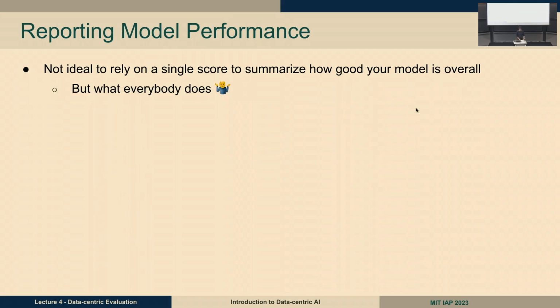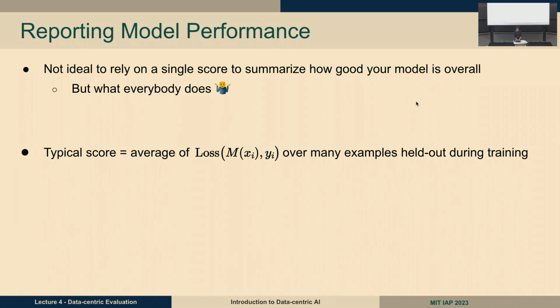And so when we're talking about reporting model performance, obviously it's not ideal to report just a single number to summarize how good a model is over some diverse population. But this is what everybody does, and it's one of those things that's easy to criticize, but not easy to have much better solutions for beyond showing a bunch of numbers. The typical score that people use is just the average of the loss over many examples that were held out during training, which we call the validation set.